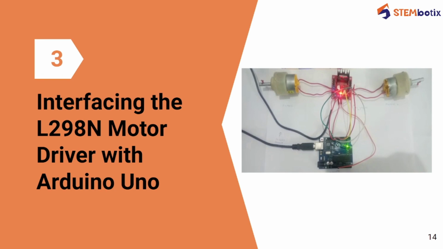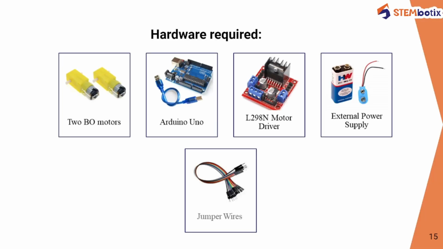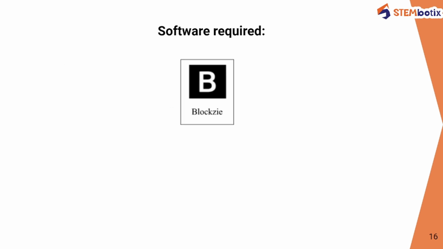Now let us see the interfacing of the L298N motor driver with Arduino Uno. We have just seen its pinout. Using that pinout, we are going to connect two motors to the L298N motor driver and Arduino Uno. The hardware we require is two BO motors, one Arduino Uno board, a USB cable, one L298N motor driver, an external power supply and a few jumper wires. The software we are going to use for coding is Blockzie, and we will perform block coding in it.